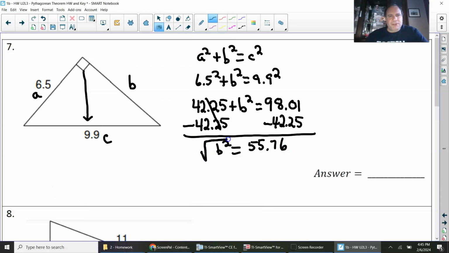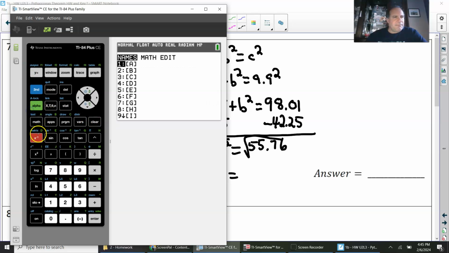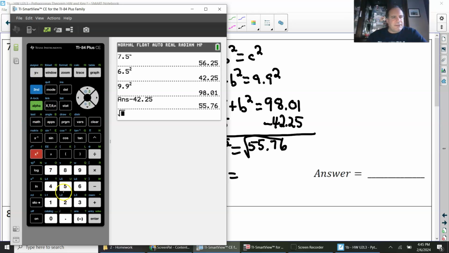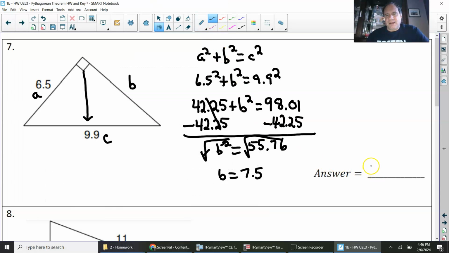So if you square root both sides, this cancels, B comes down, and we're going to get our answer rounded to the nearest tenth. So we have 55.76, second function, I just pressed the wrong button, second function x squared, and it's 7.46. So 7.5 would be your answer, because 7.46 rounded to the nearest tenth is 7.5, so B equals 7.5.